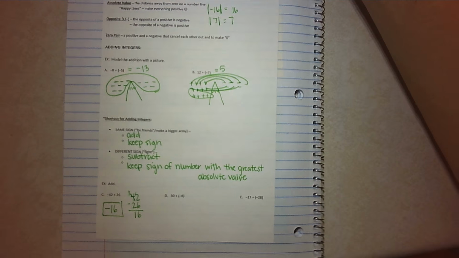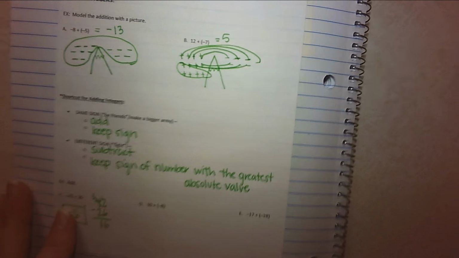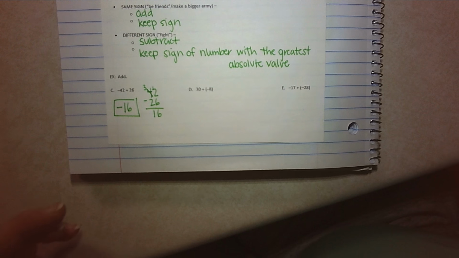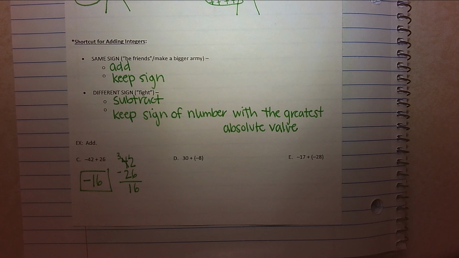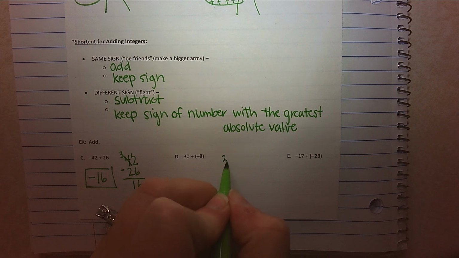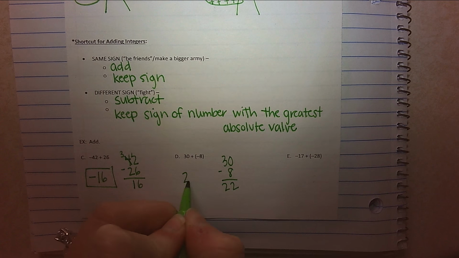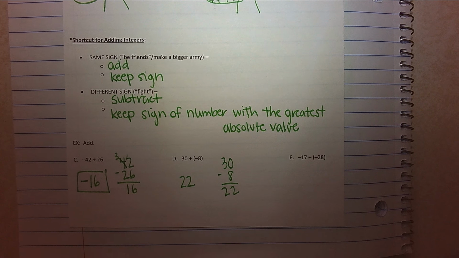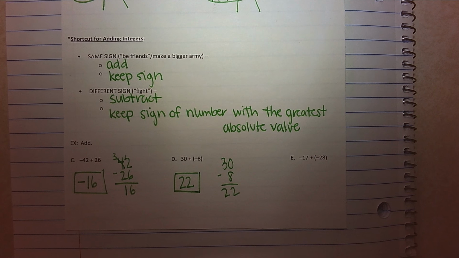On example letter D, and I'm going to zoom in a little bit here so that maybe you can see this a little bit better. We've got 30 plus -8. So signs are different, so I'm going to subtract. 30 minus 8 is 22. And I'm going to keep the sign of the number with the greater absolute value. In this case, that's my positive number, positive 30. And so 30 plus -8 is 22.